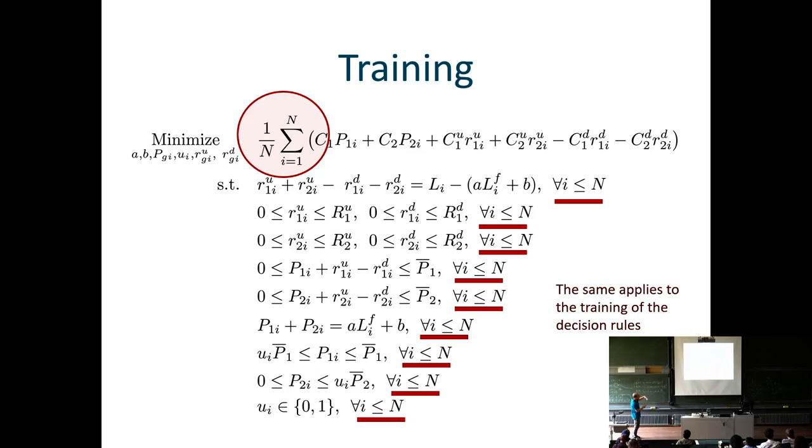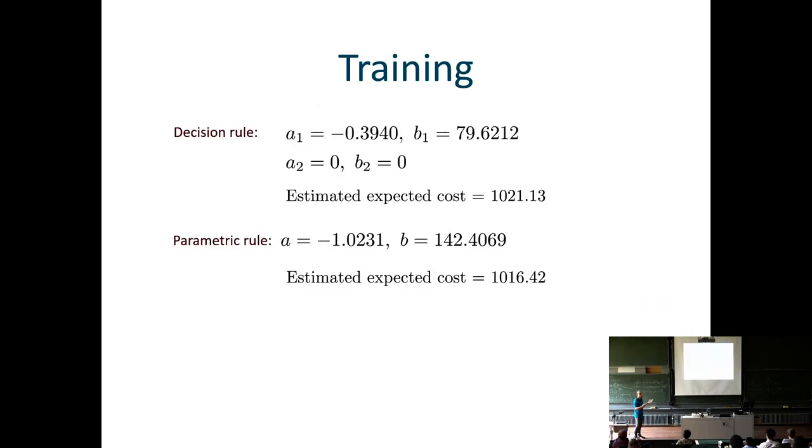We solve this problem for the decision rule and for the parametric rule. And of course, reality is much more difficult, much more complex, and see what we get. This is the training phase with my data. We get these decision rules. Of course, the decision rule is very, very bad because it cannot handle constrained problems. It cannot handle the merit of the rule.